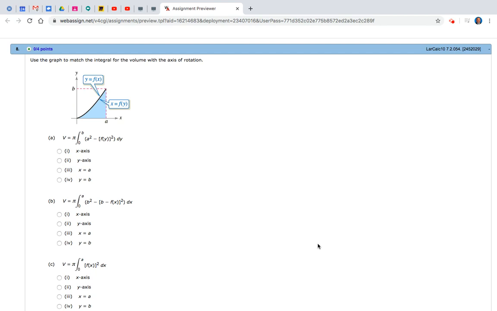All right, so number 8 is definitely different, okay? They gave you a shaded region, they gave you a b value, they gave you an a value, and then they give you this function that they're calling, let's say, f of x. They're calling it f of x and f of y. So depending on how you look at that function, whether you're interpreting a vertical length, which is f of x, aka y, or if you're interpreting a horizontal length, which is f of y, otherwise x.